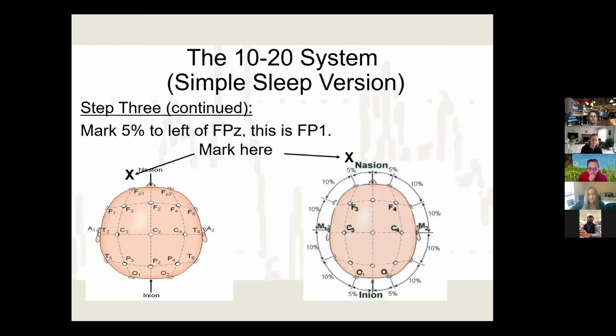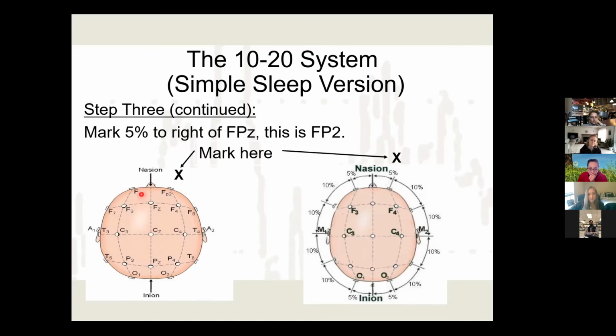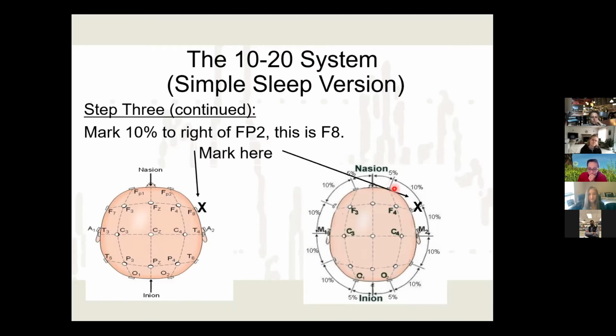And then again, we're just doing percentage measurements or markings. So 5% to the left of that middle marking is FP1. Another 10% to the left is F7. And then you do the same thing for the other side. So you go right to FP2, make a mark, and then right to F8 and make another mark.